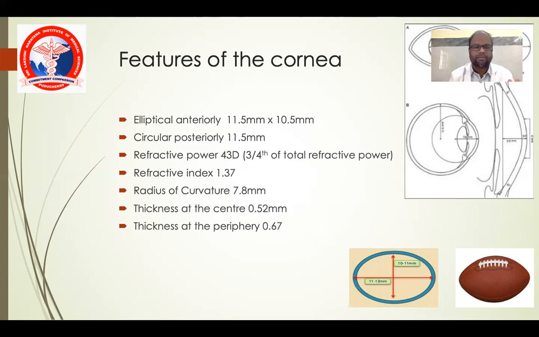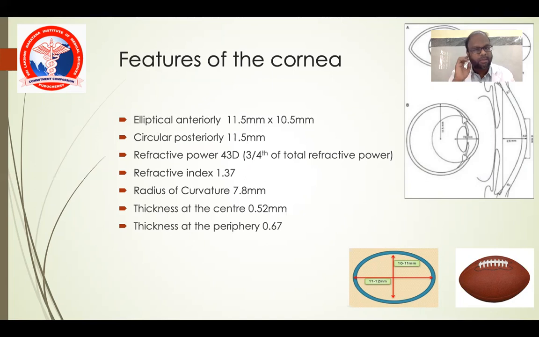Coming to the refractive index of the cornea. The cornea, being transparent, has a refractive index of 1.37. Considering air to have a refractive index of 1, the cornea comparatively has a refractive index of 1.37. Now, how curved is the cornea? The cornea has a radius of curvature of 7.8 millimeters.